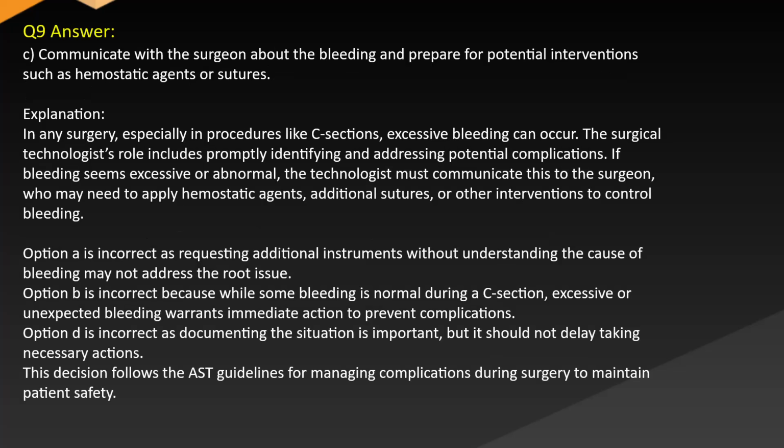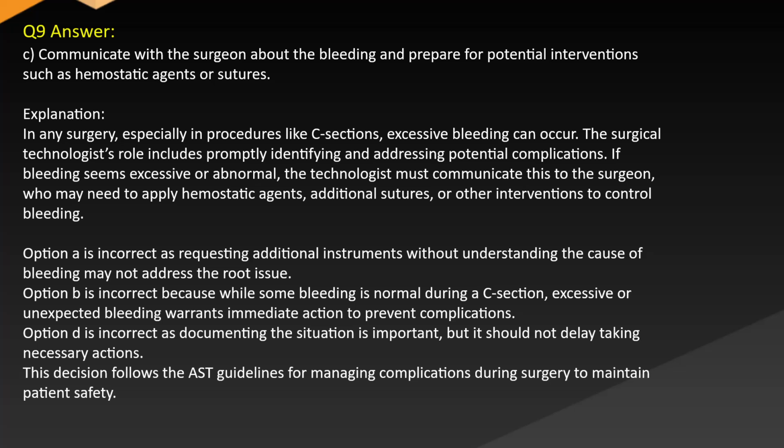Answer: C. Communicate with the surgeon about the bleeding and prepare for potential interventions such as hemostatic agents or sutures. Explanation: In any surgery, especially in procedures like C-sections, excessive bleeding can occur. The surgical technologist's role includes promptly identifying and addressing potential complications. If bleeding seems excessive or abnormal, the technologist must communicate this to the surgeon, who may need to apply hemostatic agents, additional sutures, or other interventions to control bleeding.